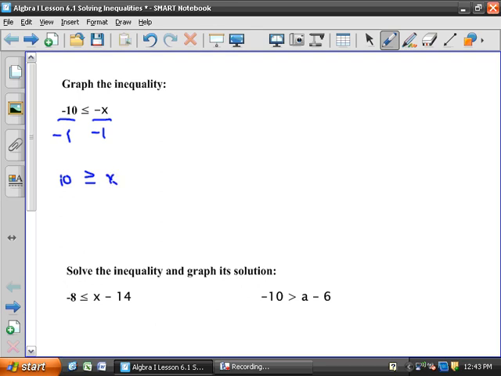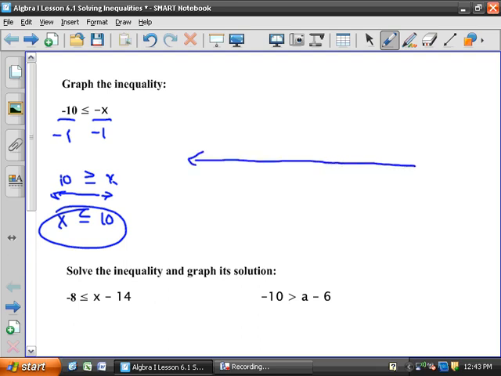The thing about inequalities is they can be read in both directions. I can either read this as 10 is greater than or equal to x, or I can read it as x is less than or equal to 10. It doesn't matter which direction I go in when I'm reading this. At any rate, I want to graph the solution to it, x is less than or equal to 10. Now, some teachers are pickier than others. I'm not all that picky.